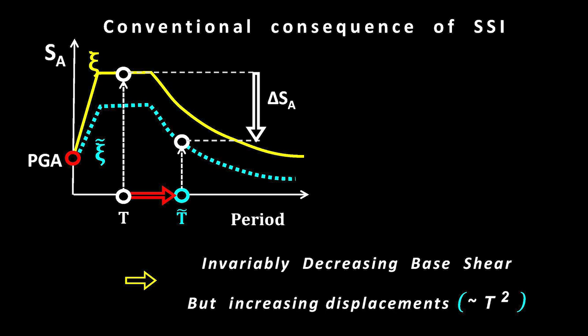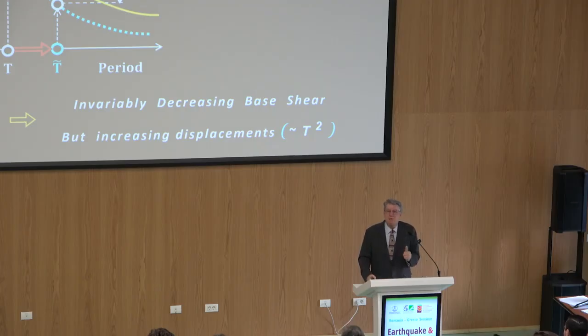But now, the conventional consequences of soil structural interaction. With the usual spectra, which have been derived by this probabilistic analysis, which Kyriazis mentioned that I don't like very much, for determining the design spectrum. And I'm sure people in Bucharest will agree with me in this. But anyway, the classical thing is, as the period increases from T to T tilde with soil structural interaction, you will invariably move to lower values of spectral acceleration, especially if damping increases as well. Instead of the yellow curve, you have this blue curve, and it seems that the decrease in base shear will be always the case.